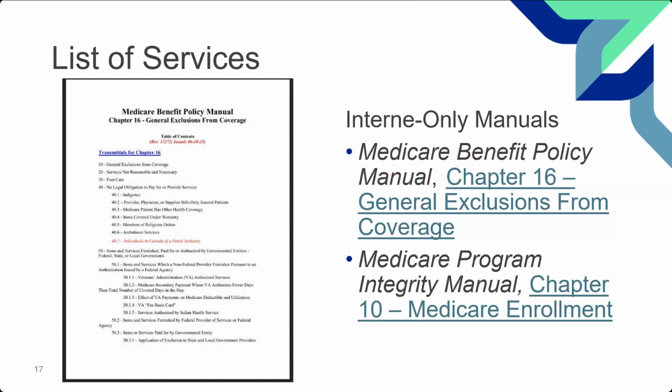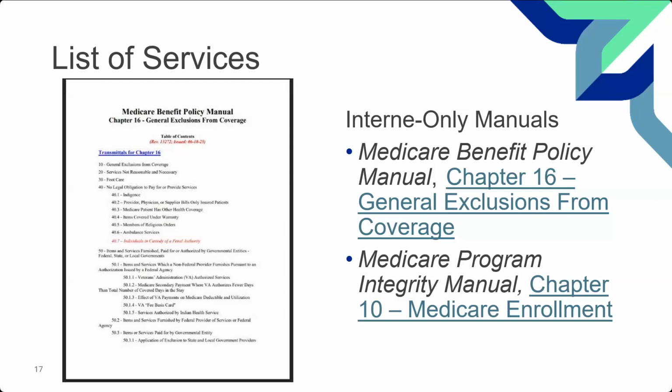We do not have one because we ask that you use the Medicare Benefit Policy Manual, Chapter 16, for general exclusions from coverage. And if you're looking for those providers that are excluded, we ask that you use the Medicare Program Integrity Manual, Chapter 10. This is where CMS actually lists the criteria of coverage. So it's really the list. Again, it's what you need to know.